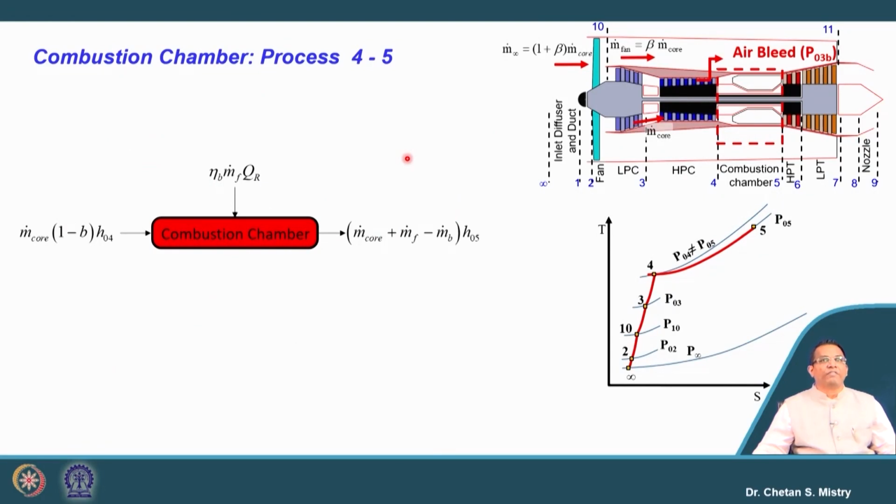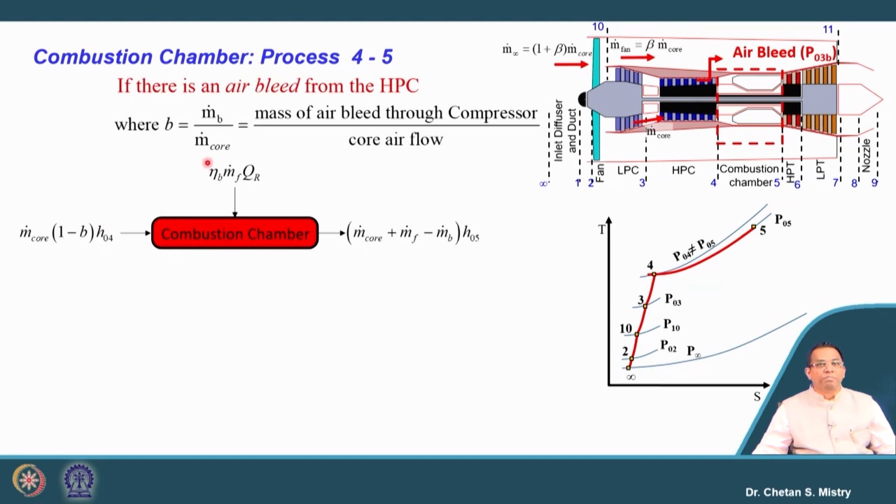Say here we are having this as our combustion chamber process. Here in this case, say this is our combustion chamber and a certain amount of air is being bled from this engine, and that is what we are writing as m dot core minus B. So, this B is nothing but a ratio of the mass of air bled through the compressor divided by core air flow.